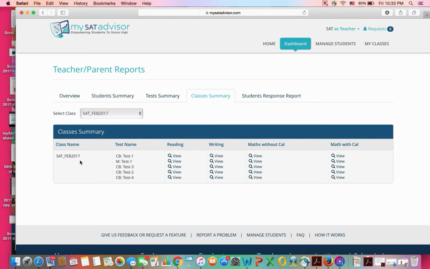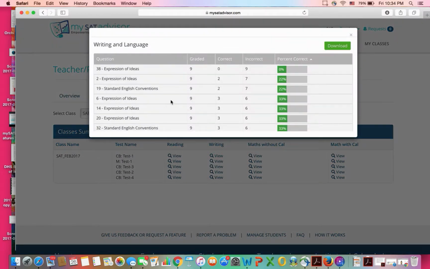What I can do is for this class, it will give a list of all the tests that have been attempted by students. So let's say I pick College Board Test 1. For each test that has been attempted by all the students in the class, I can get class diagnostics per section of each test. So let's say College Board Test 1, and I look at the writing section, so I click View. And what this does is it goes through all the writing questions on the test.